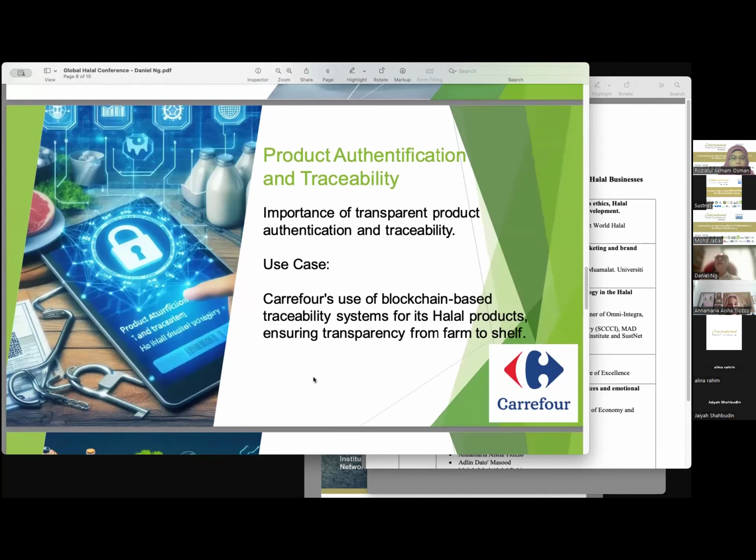Next one is really product authentication and traceability. What does that mean? Transparent product authentication and traceability are crucial for building consumer trust and confidence. AI-powered technologies such as blockchain, which Sister Razaifu just now has talked about as well, enable businesses to track the journey of products from farm to shelf, ensuring ethical and sustainable practices.